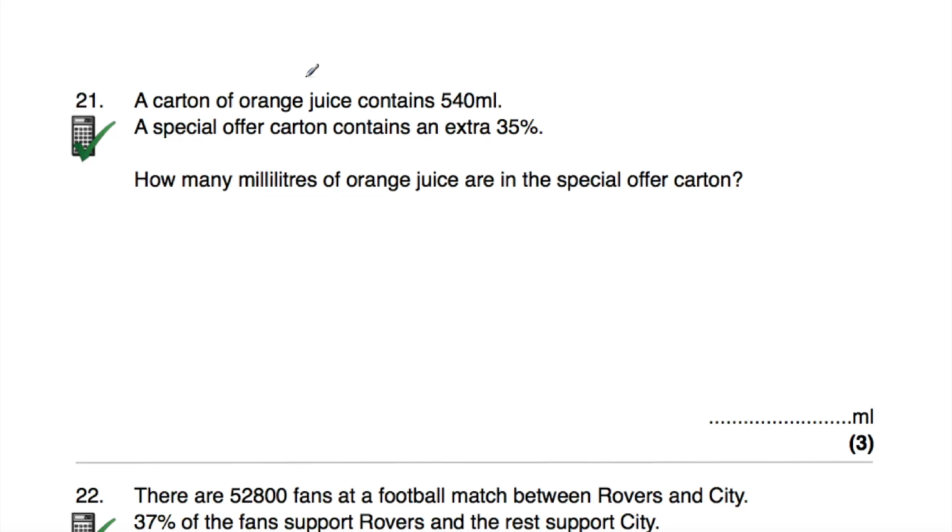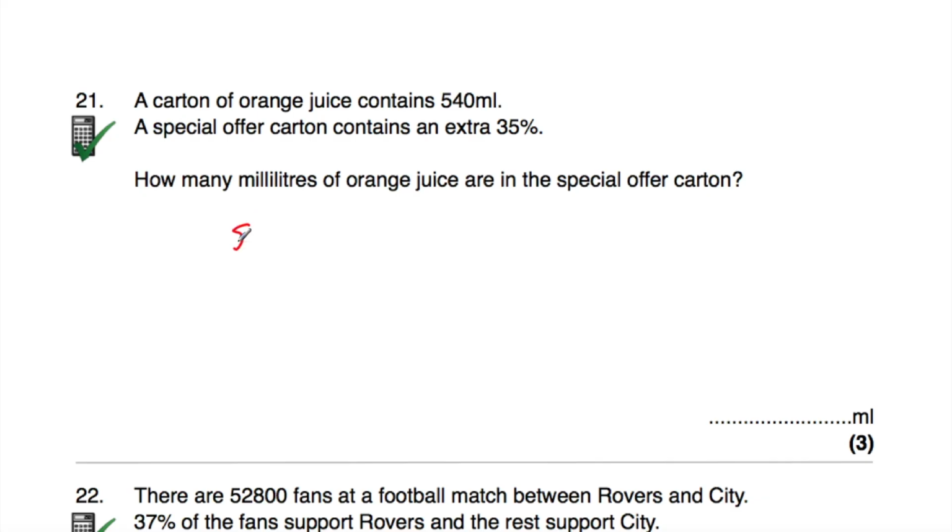Okay, let's look at our next question, question number 21. Question number 21 says a carton of orange juice contains 540 millilitres and a special offer carton contains an extra 35%. How many millilitres of orange juice are in the special offer carton? So the special offer carton is 35% bigger. So let's work out what 35% of the 540 millilitres is and then add it on.